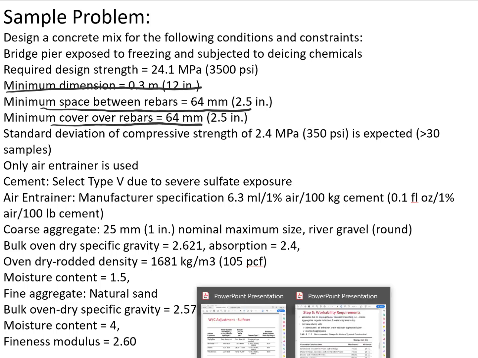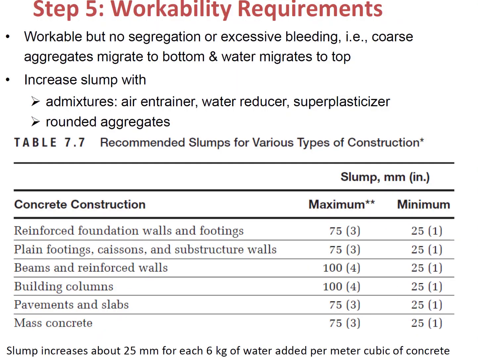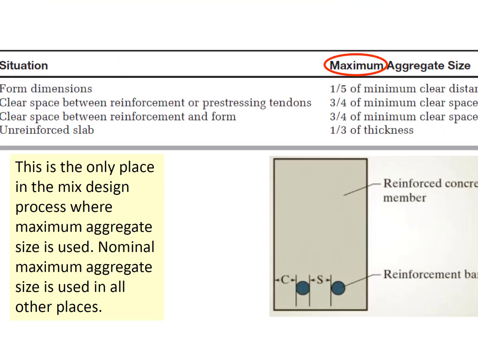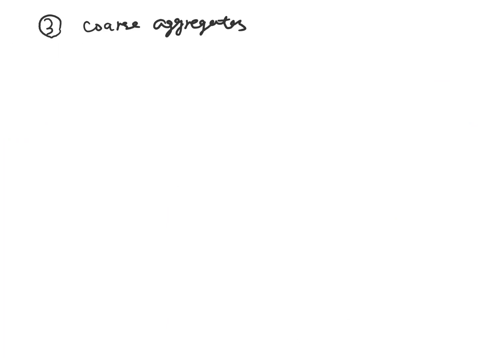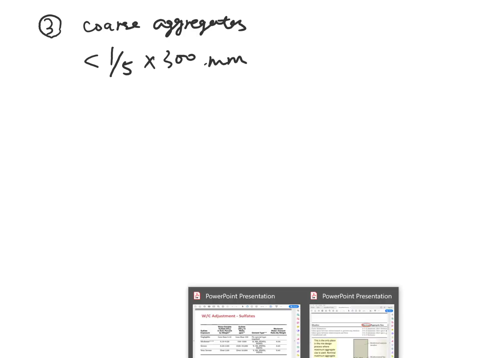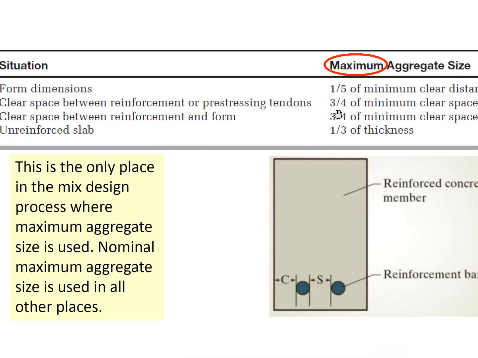So let's check the previous slides about the coarse aggregate dimension. It should be less than 1/5 of minimum dimension, which is 300 millimeter. And then it should be less than 3/4 of minimum clear space.